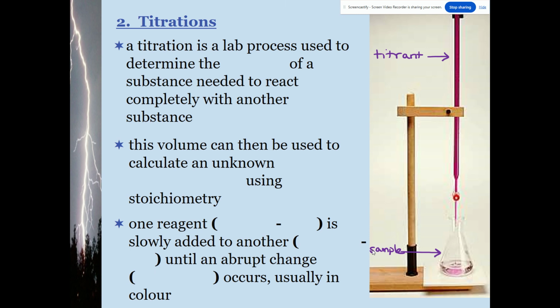All right? And in the process of the lab, that helps you find the volume needed for them to fully react with each other. You have a known volume that you're pipetting into the Erlenmeyer flask of your sample. The burette has increments on it, and it's going to tell you what volume you're adding to react fully with the sample.